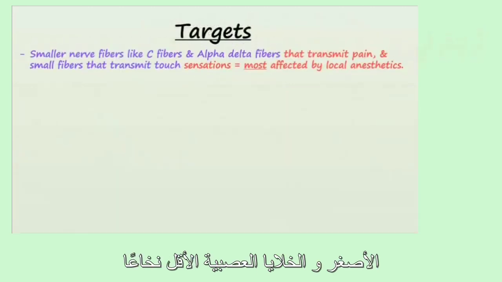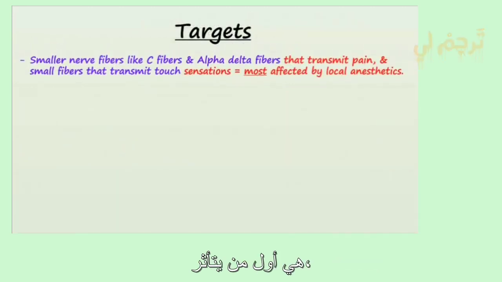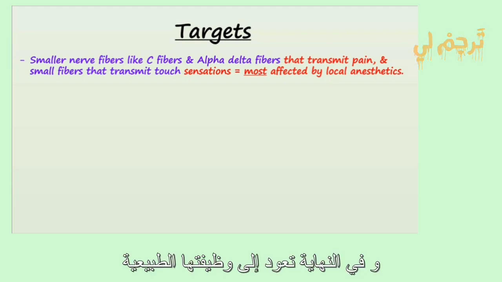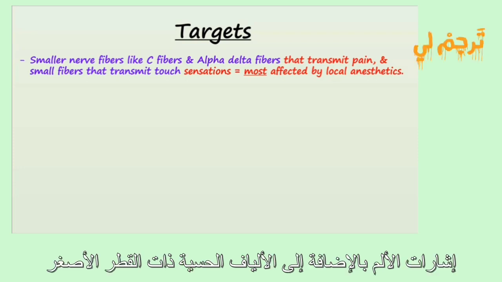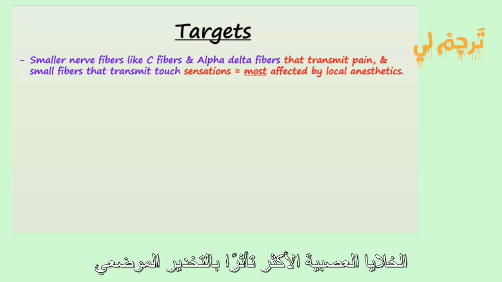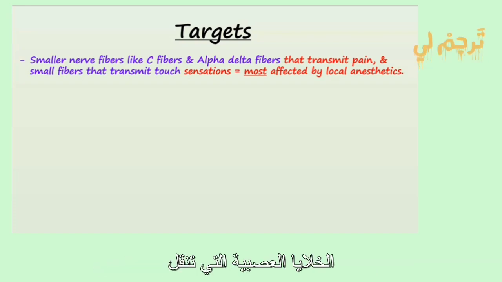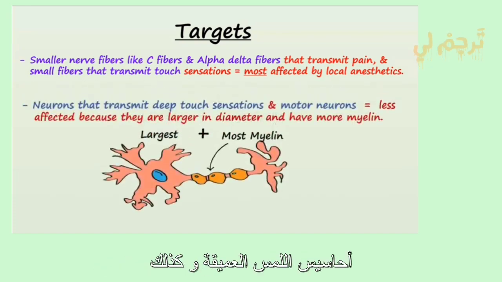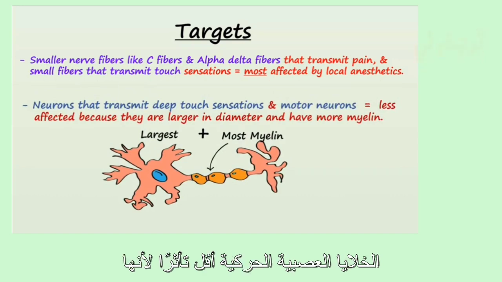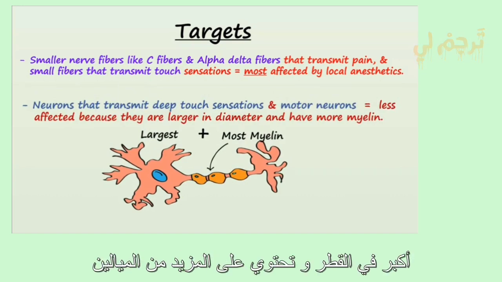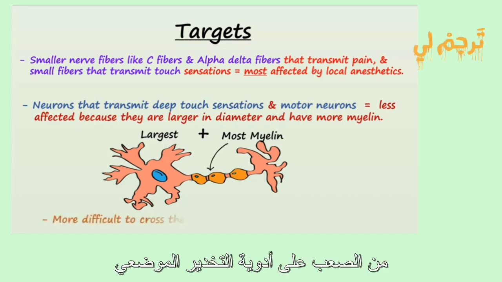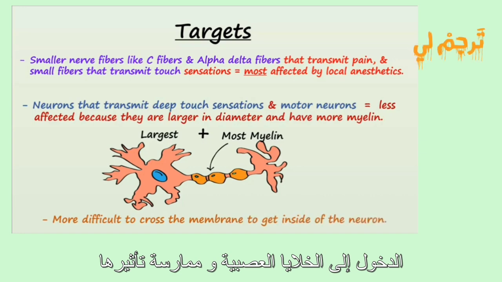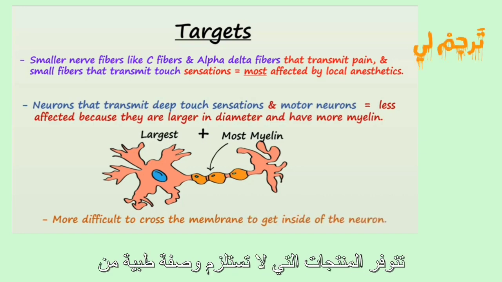As a general rule, smaller neurons and less myelinated neurons are the first to be affected and the last to return to normal function. C fibers and alpha-delta fibers that carry pain signals, as well as smaller diameter sensory neurons for touch, are the neurons most affected by local anesthetics. Neurons that transmit deep touch sensations, as well as motor neurons, are less affected because they are larger in diameter and have more myelin. These two characteristics make it more difficult for the local anesthetic drugs to get inside the neuronal cells and exert their action.